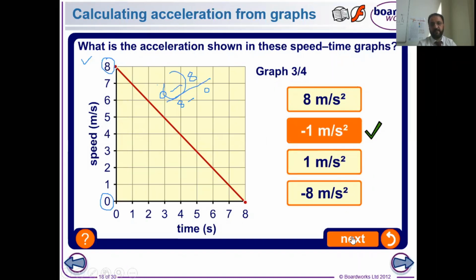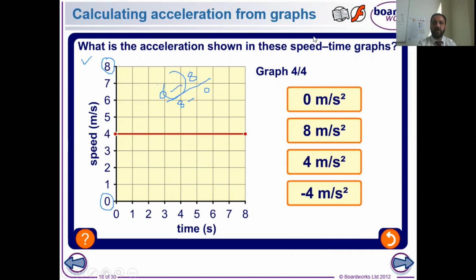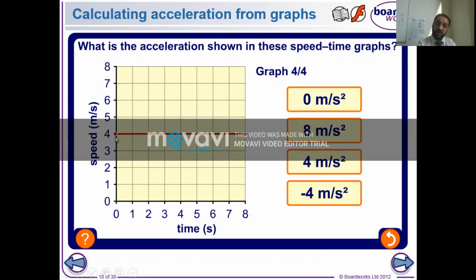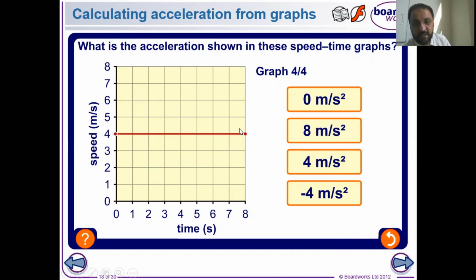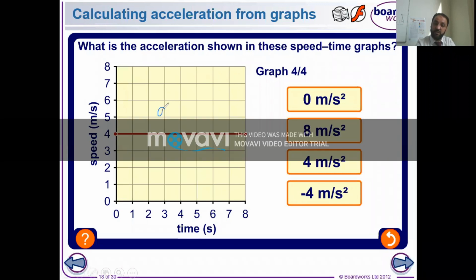Here, let's go ahead. Now in this question, see, for all 8 seconds, speed is not changing. Speed is 4 meters per second throughout. So if there is no change in speed, it means there is no acceleration. As I told you, the formula for the acceleration is change in velocity. So there is no change in velocity. There is no acceleration. A is 0.